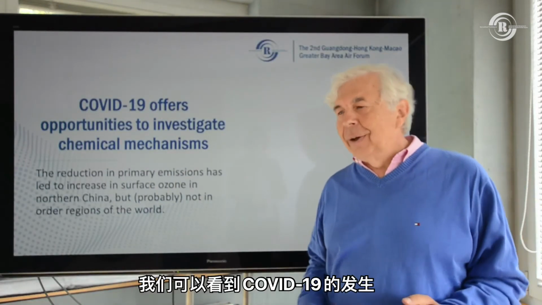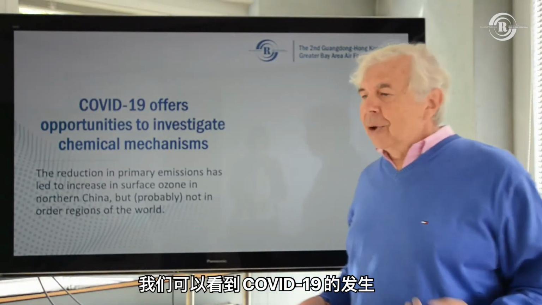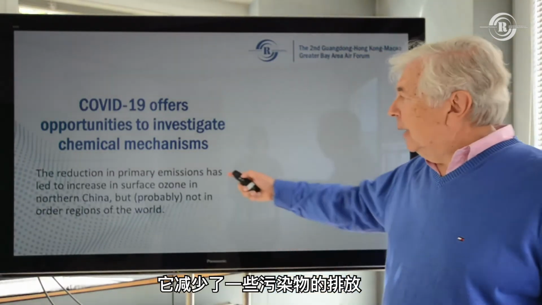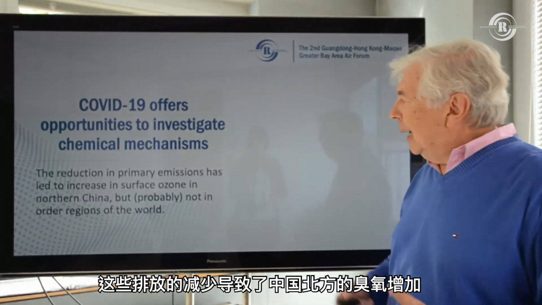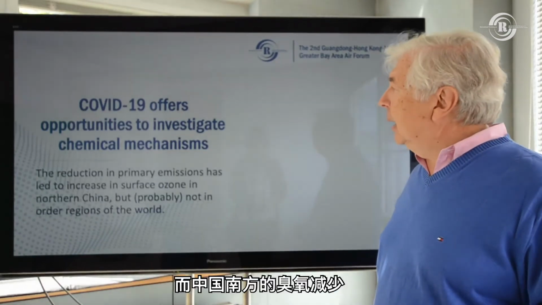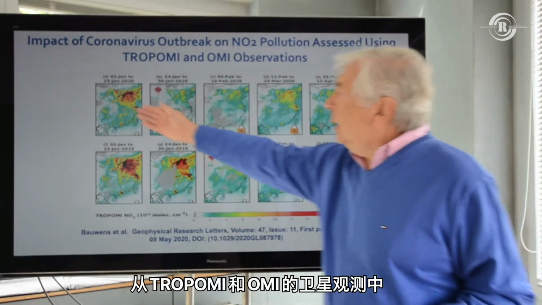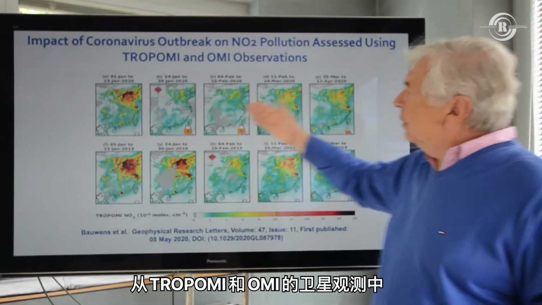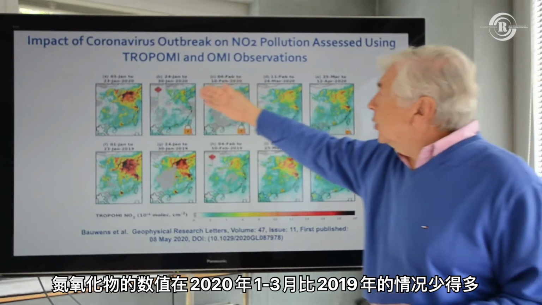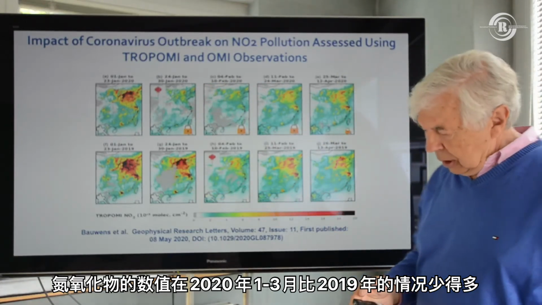But let's see a bit now at this big experiment that took place, the COVID-19, which reduced the emissions of a number of species, and the reduction of those emissions has led in particular to an increase in ozone in northern China and a decrease in the southern part of China. Now, the decrease in NOx has been seen. You see here at the top from OMI observations that the values of NOx were much smaller in 2020, January to March, compared to the situation here in 2019.